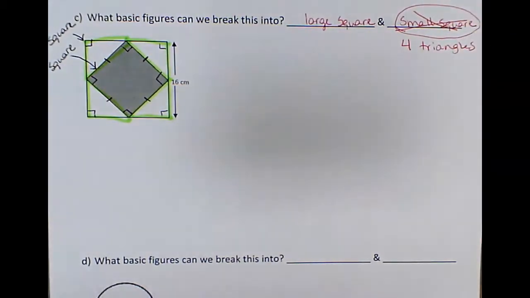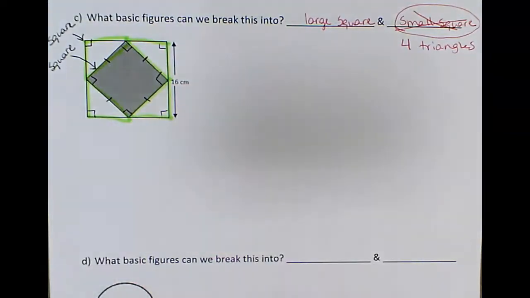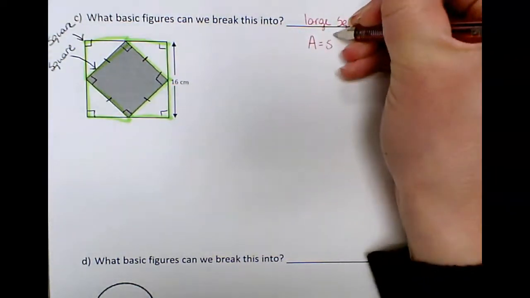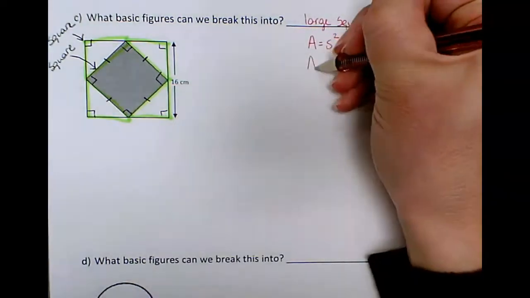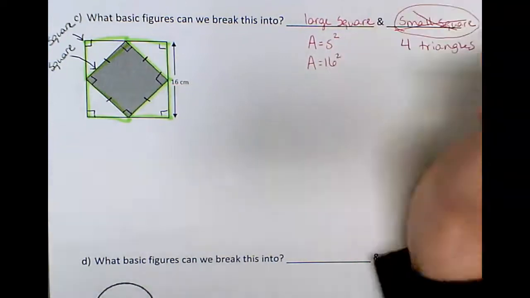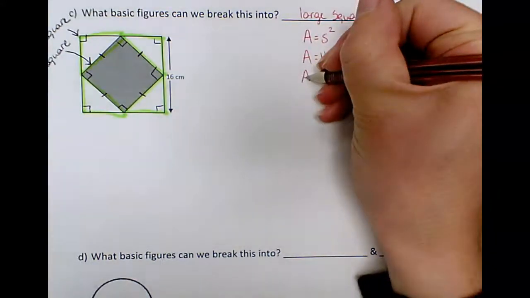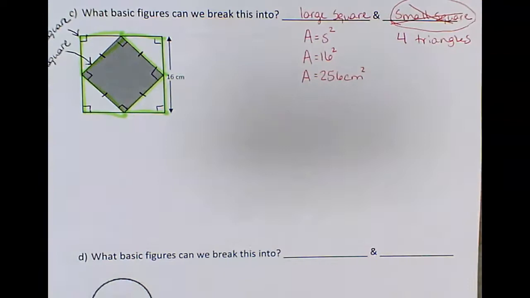And if I can find the area of the large square and then subtract out the area of the small triangles, then I will have this. Now, of course, I could use my knowledge of regular polygons, but I'd like to go with this route. So my large square, the area of a square, is the side length squared. So for that large square, the side length is 16. So if I take 16 and I square it, I get 256.